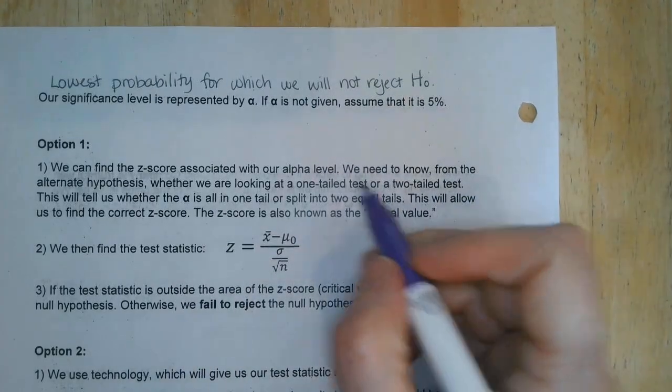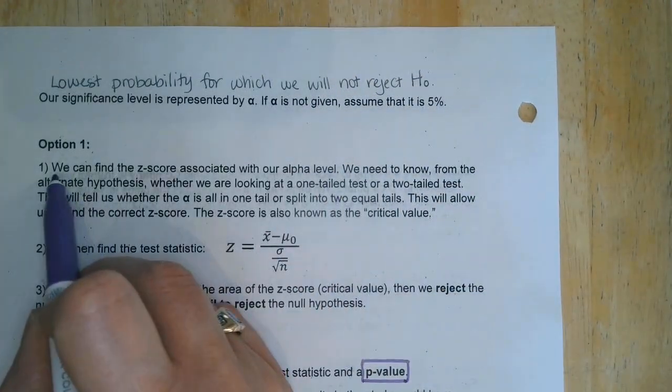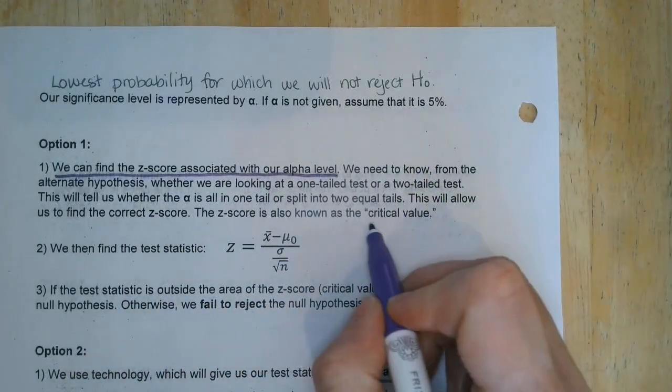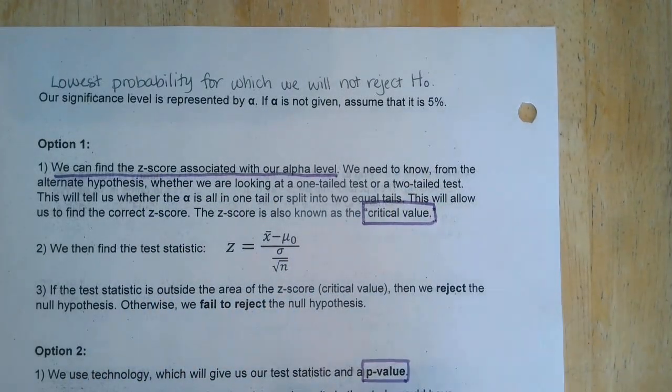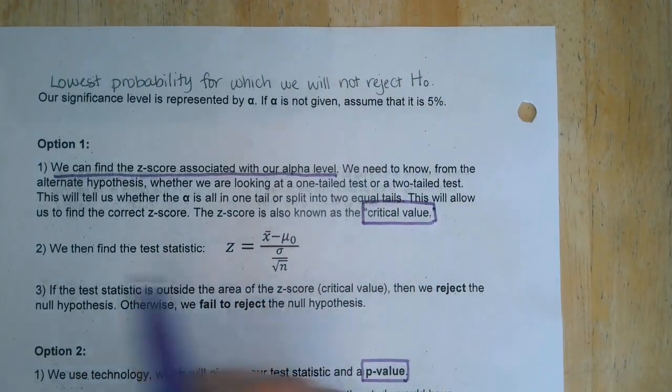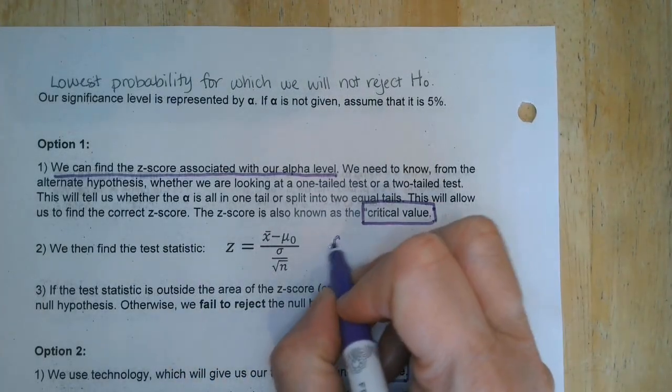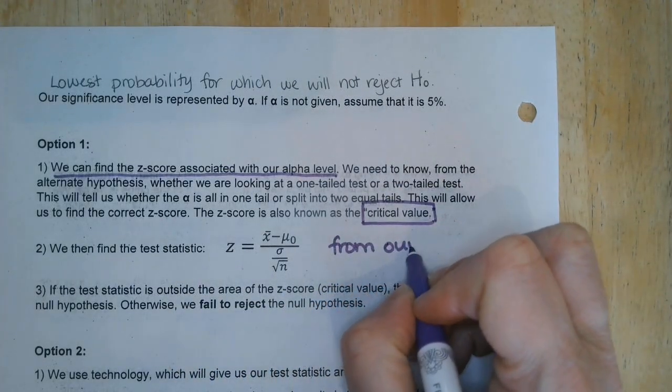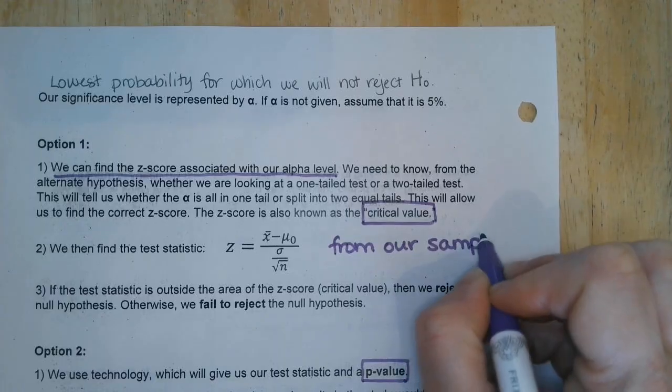So the z-score that goes with our alpha is called the critical value. It's kind of like a boundary. Then we find the test statistic, which uses our sample data.